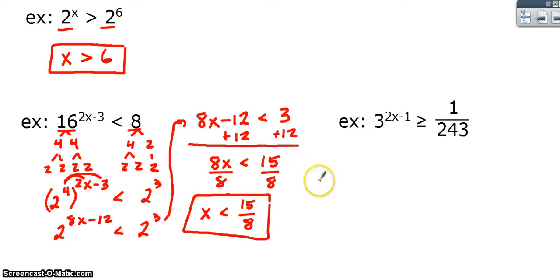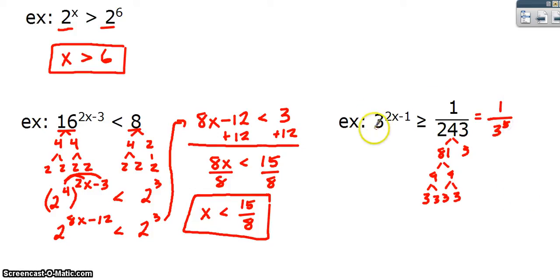All right, last one over here. This one's a little tricky because of the fraction over here. But what you want to see is that 243 is 81 times 3, and 81 is 9 times 9, and 9 is 3 times 3. So how many 3's is that? 1, 2, 3, 4, 5. So this is the same thing as 1 over 3 to the 5th.